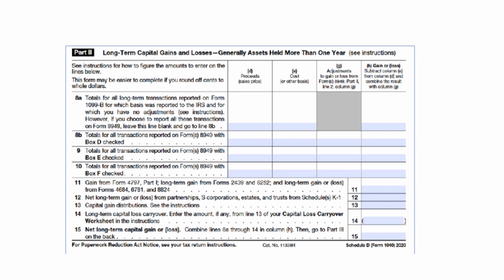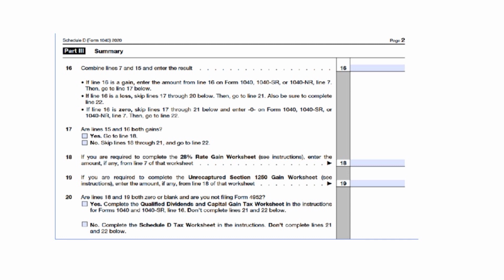So we have Part 3 here, as you can see on the screen. I want you to follow with me, folks. Part 3, line 16. You need to combine lines 7 and 15 and enter the results. Remember, line 7 was the net short-term capital gain or loss, and line 15 was the net long-term capital gain or loss. So you have to combine those two.